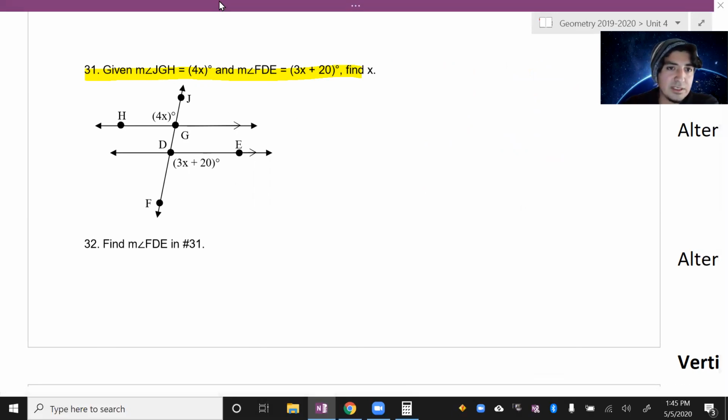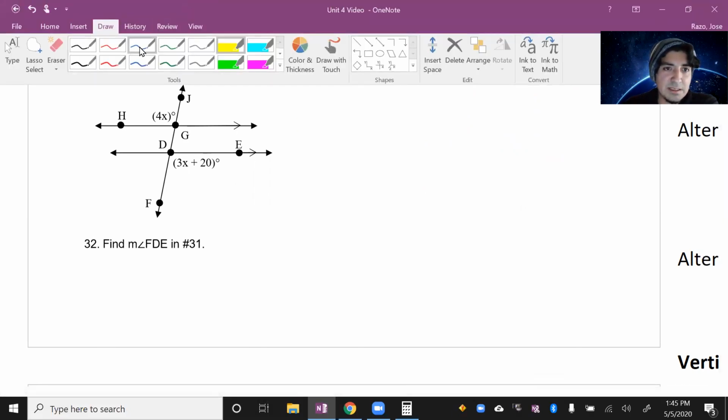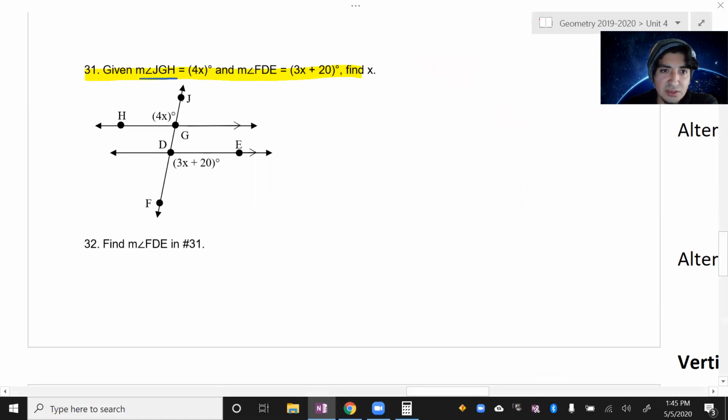All right, so on JGH, we got J, G, and then H. So I'm going to make my bridge. There it goes. That's my blue one. And then I have the measurement of FDE. So I got F, D, E. Make the bridge. And there you go. So now you have two angles that you can go ahead and classify.